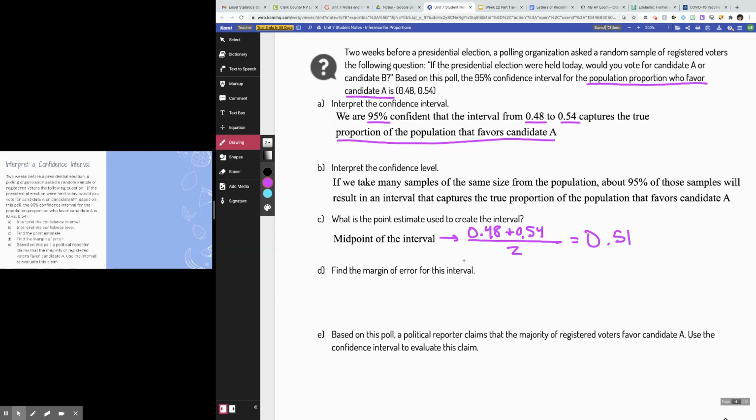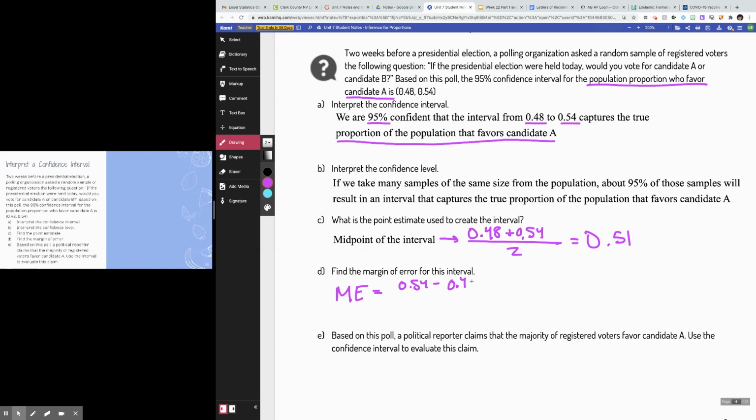Okay. All right. Then the margin of error is just the width of the interval divided by 2, right? So to find that, my margin of error is 0.54 minus 0.48, because that's going to give you the length of the whole interval. And then obviously you have to cut it in half because you've got a margin of error on the left and on the right of the point estimate. So I got 0.03.